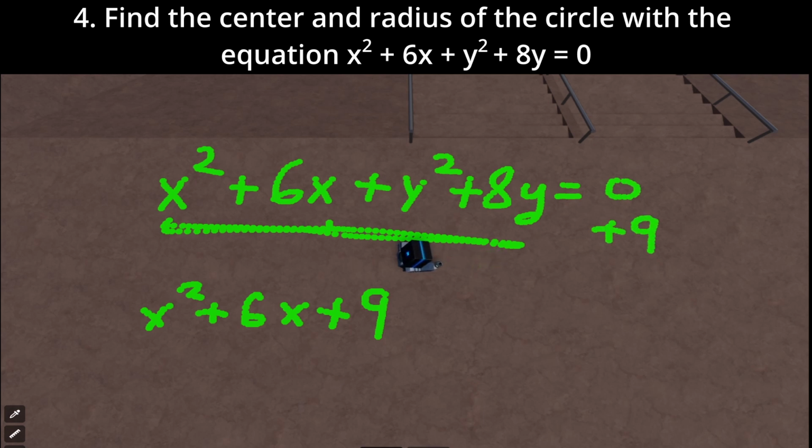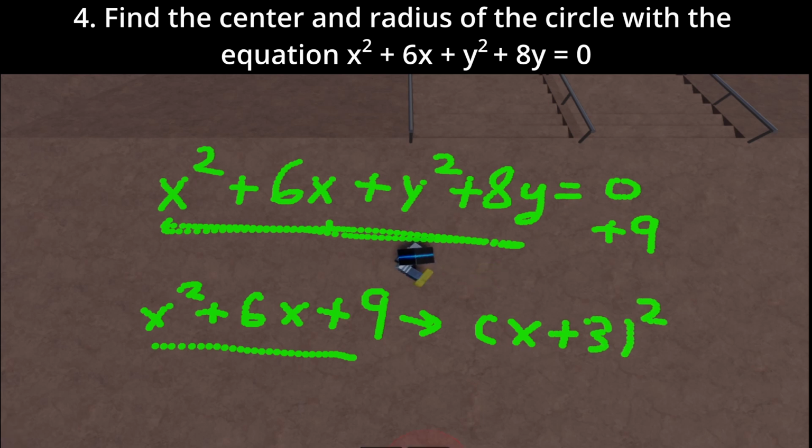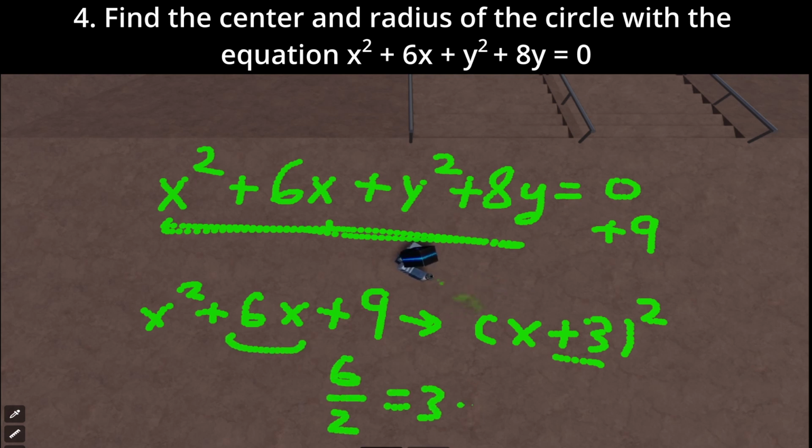But let's go back to this part. We need to factor x squared plus 6x plus 9. To factor this just turns into x plus 3 squared. And a quick trick for getting what this number is going to be is you take this number and divide it by 2. 6 divided by 2 equals 3. That's the number you put in there.